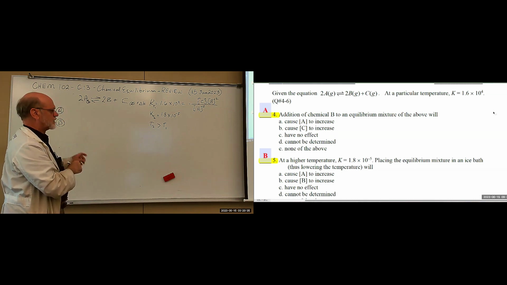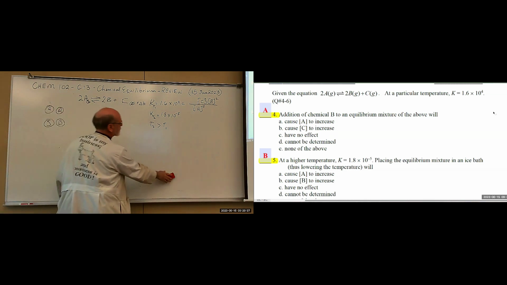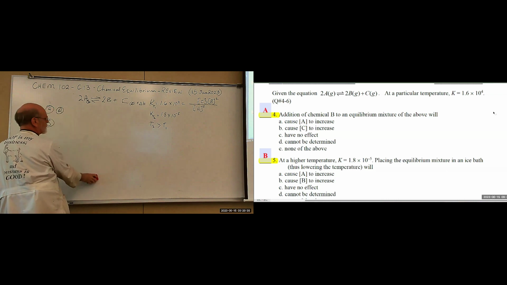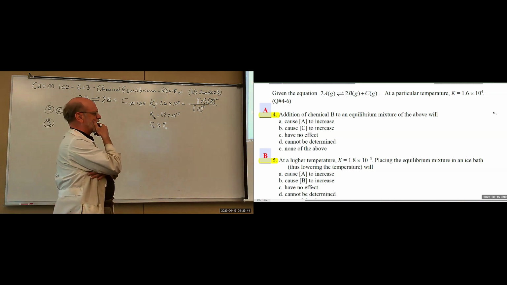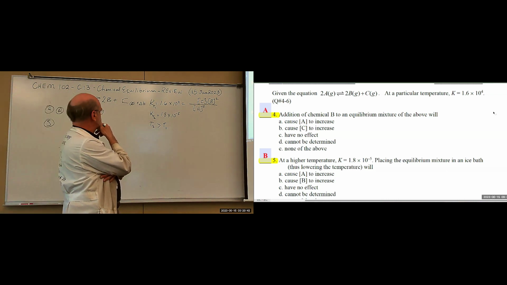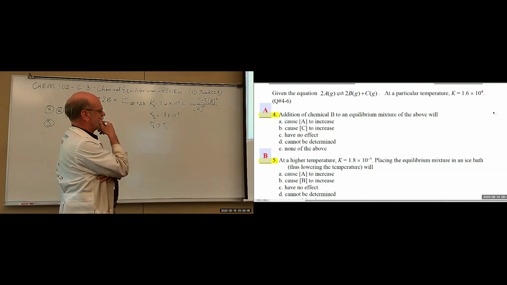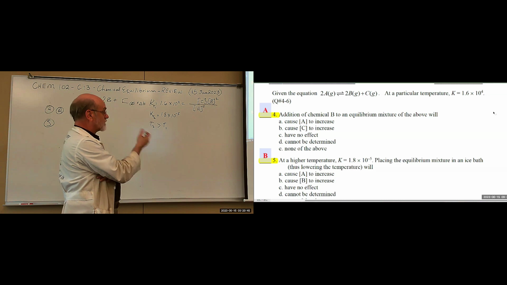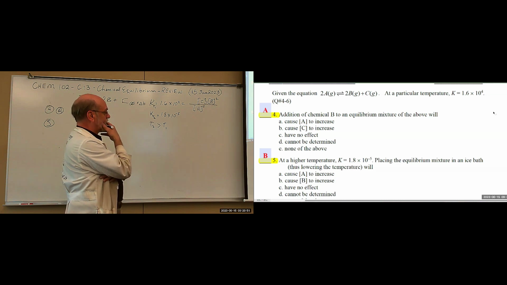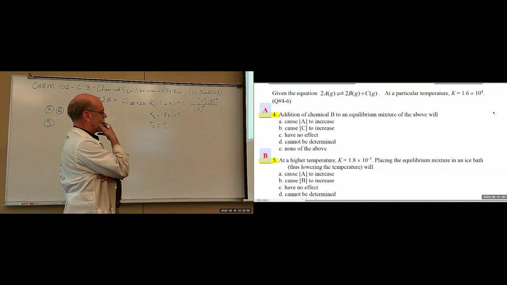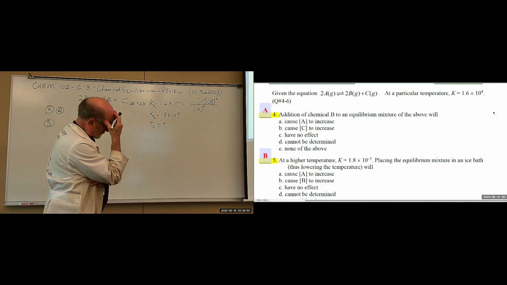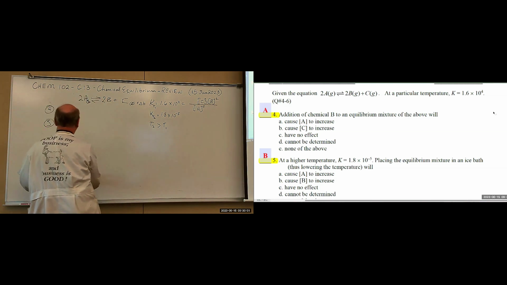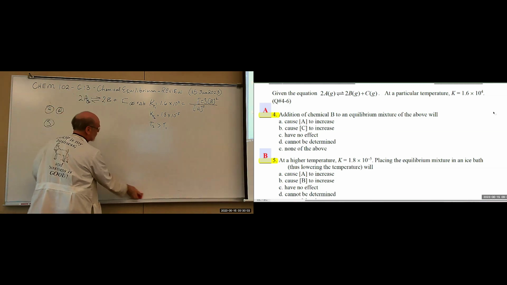Excuse me. No, wait a minute. At a higher temperature, K equals 1.8 times 10 to the minus 5. Thus, lowering the temperature after you place the equilibrium mixture in an ice bath. So, oh, that's going to make B big again. I'm having a bad day.